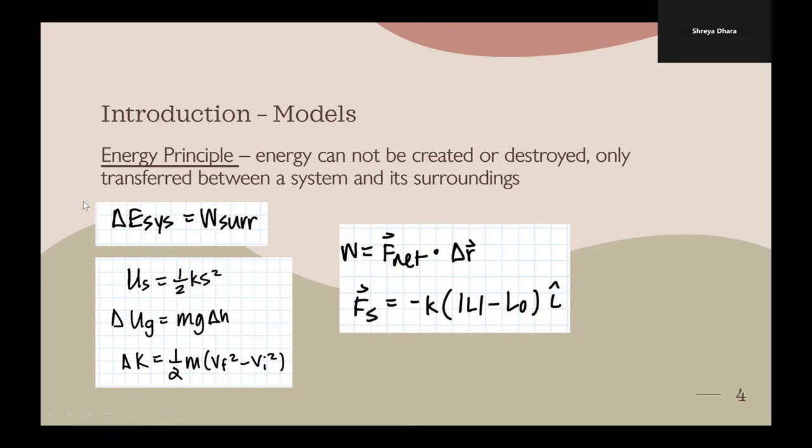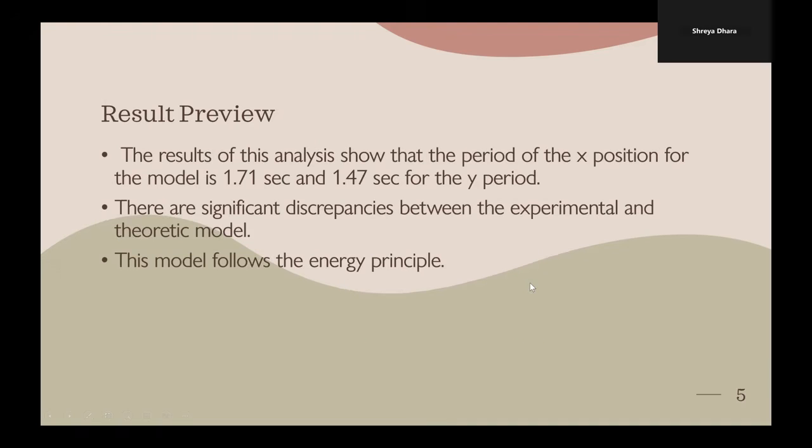the energy of the system equals the work of the surroundings, and then the potential energy for a spring and for gravitational, and then the kinetic energy formulas. And then here I've also included the force of a spring, and then that work equals the net force times displacement.